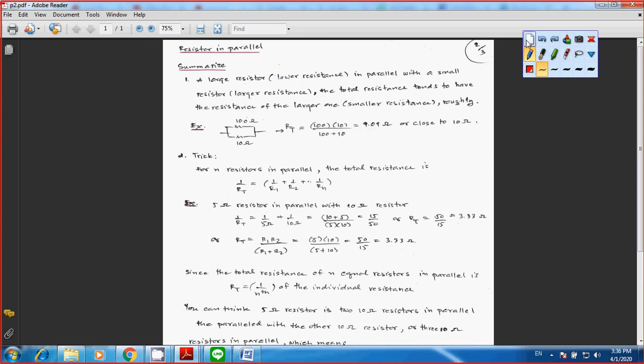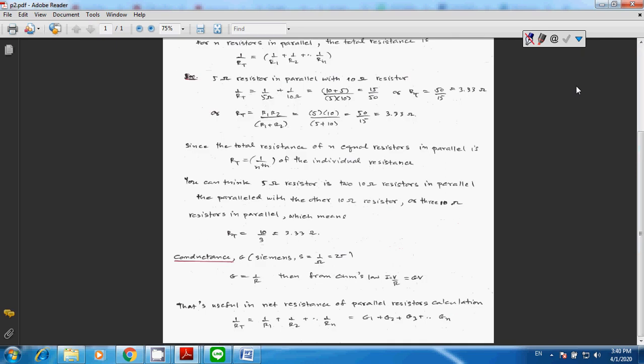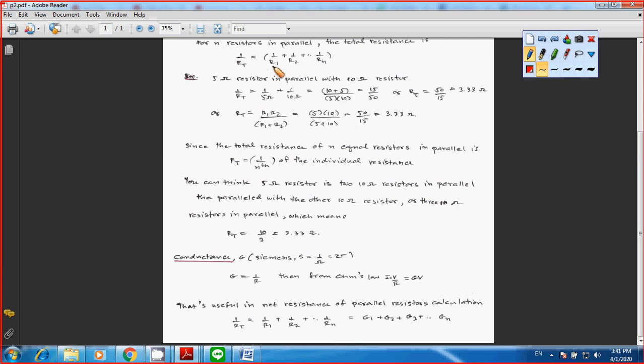All right, let's move to conductance. For resistors in parallel, you have the equation 1 over RT equals 1 over R1 plus 1 over R2 plus and so on to 1 over Rn. That sometimes gives you a headache. So why don't we take the ratio 1 over RT to be G. G is the conductance. That's the opposite of our resistance.